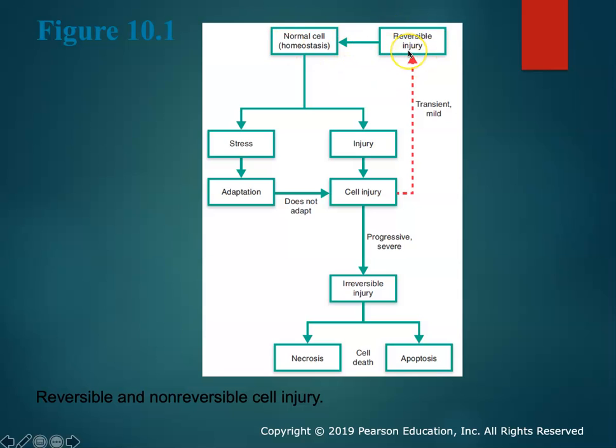Okay, so some sort of injury can occur, right? And it could be like a transient sort of mild type of injury that the cell encounters, right? And so that induces some sort of stress on that cell. The cell will try to adapt, okay?